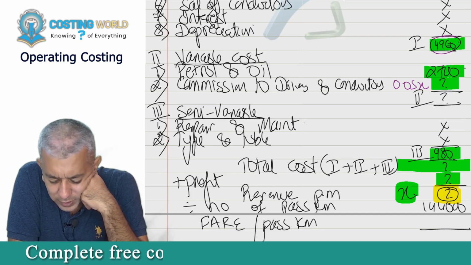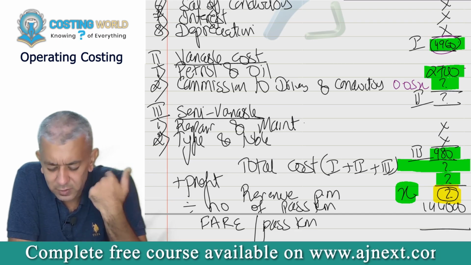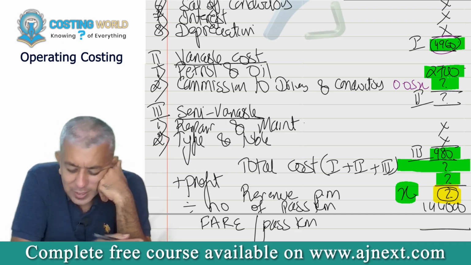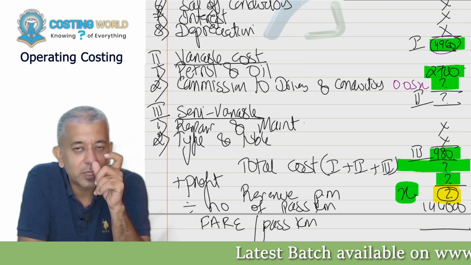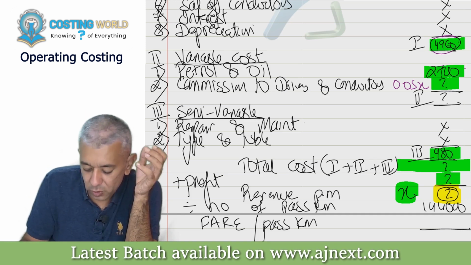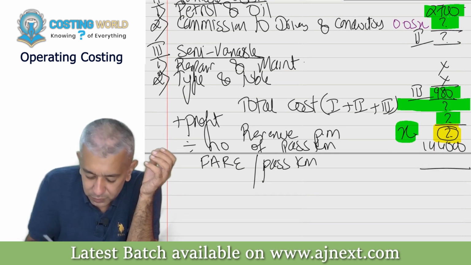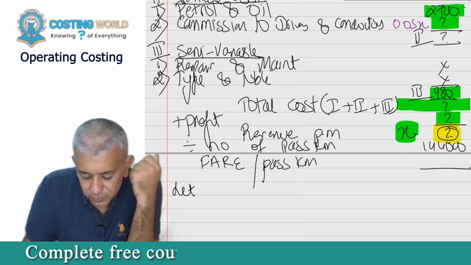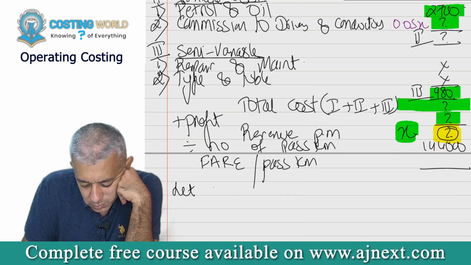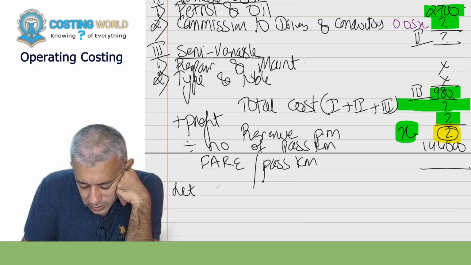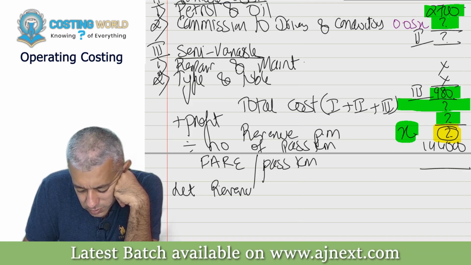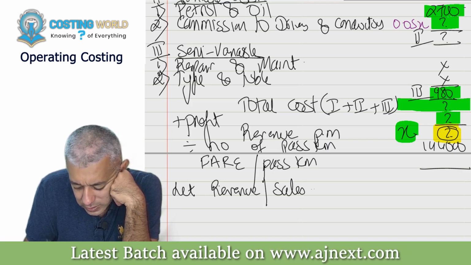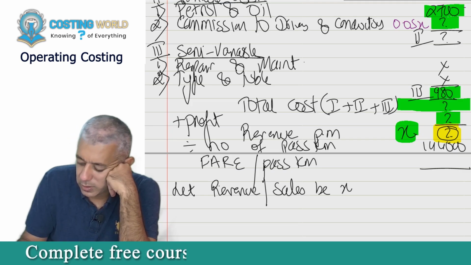Sir, what is the problem in that? There is a problem. I never said there is a problem. Just that you'll have to be thinking. Profit is 20% of net sales. You'll have to be thinking what is the meaning of the term net sales. Okay. So write down below, please. Write down. Let revenue, that is sales, be x.